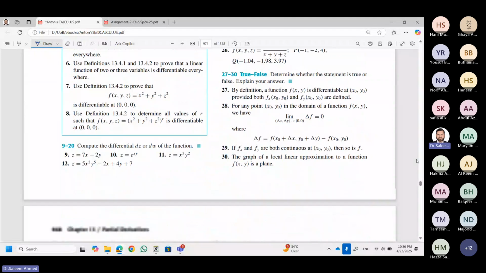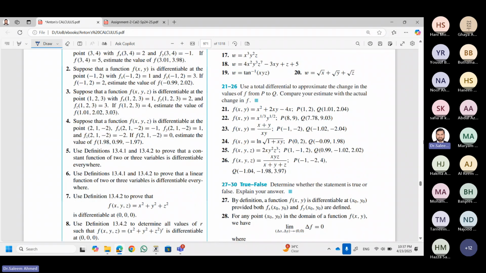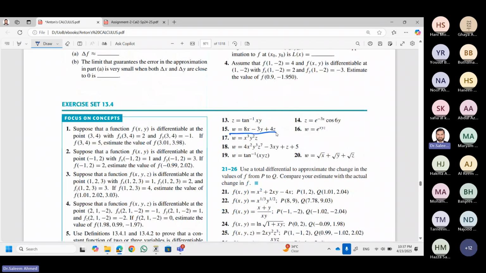Right. So if I compute the differential dz or dw, if there are two variables, dz is partial z by x with dx plus partial z by y with dy. That's it. So you just find two derivatives from here and put them here. And that's your answer in dx and dy. But if you have three variables, like w has three variables here, then I will have another term. dw will be partial w by x with dx, plus partial w by y with dy, plus partial w by z with dz.